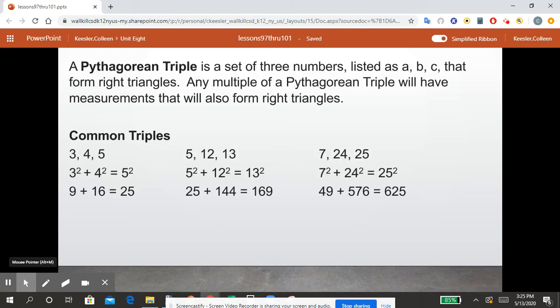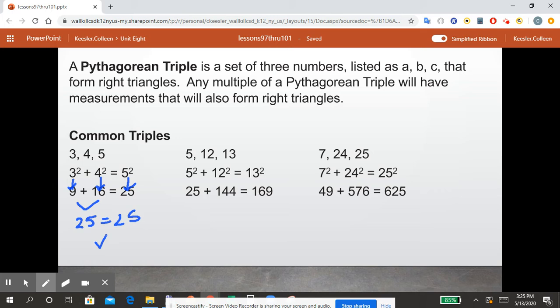So now, a Pythagorean triple is a set of 3 numbers listed as A, B, and C that form right triangles. Any multiple of a Pythagorean triple will have measurements that will also form right triangles. So here we have 3, 4, 5. And similar to what we did with those triangles before, if you square 3 and square 4, you should get the same square as 5. So 3 squared is 9. 4 squared is 16, and 5 squared is 25. And 9 plus 16 is 25, proving that the side lengths of 3, 4, and 5 make a right triangle.